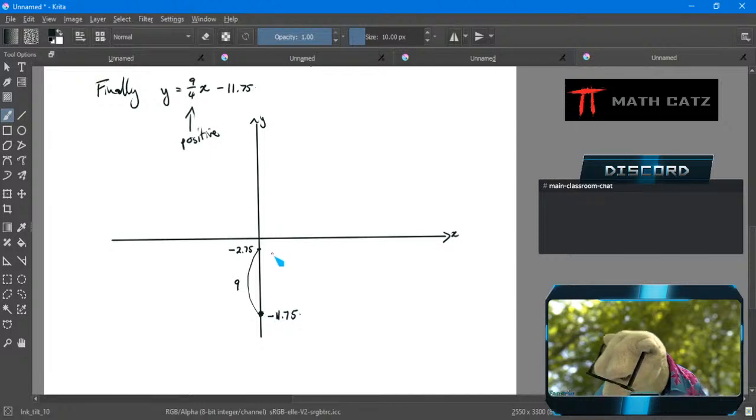So 9 up would correspond to 4 to the right. So that gives me a point here with an x-coordinate of 4, because I was on the 0 x-coordinate, and negative 2.75. Let's connect them. I just need 2 points, then I can connect them. And I had a y-intercept, then I used the slope to travel wherever I want, as long as I travel in a 9 to 4 ratio.